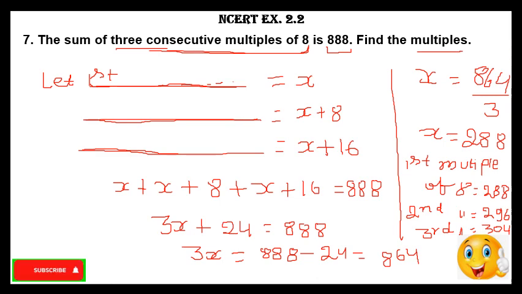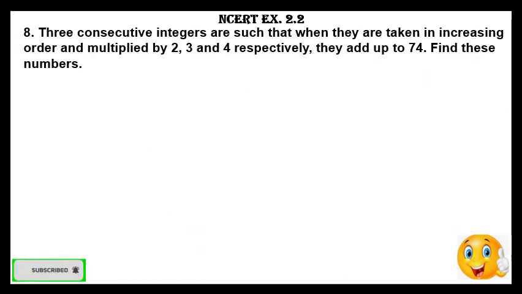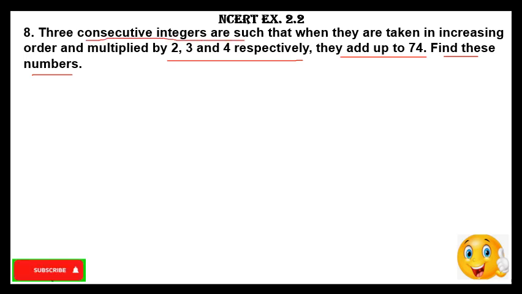Now next, question number 8. Question number 8 says that 3 consecutive integers are such that when they are taken in increasing order and multiplied by 2, 3, and 4 respectively, they add up to 74. Find these numbers. Now you have understood how to write the statements in previous questions, so I'm just going to discuss how to solve this question.